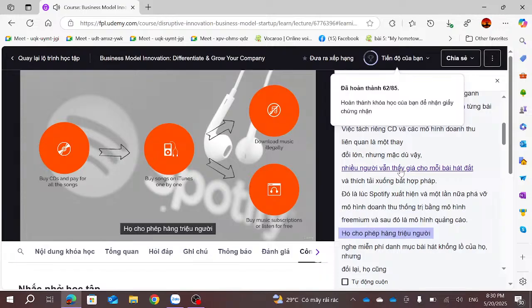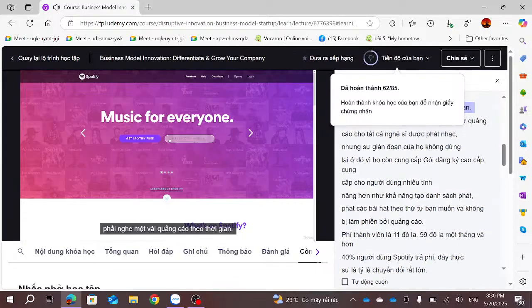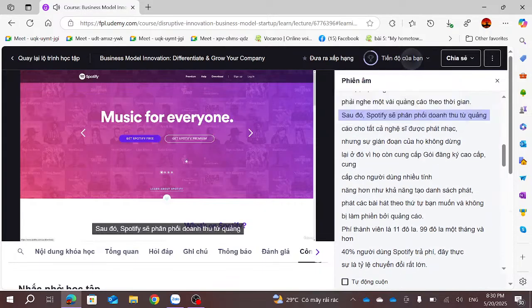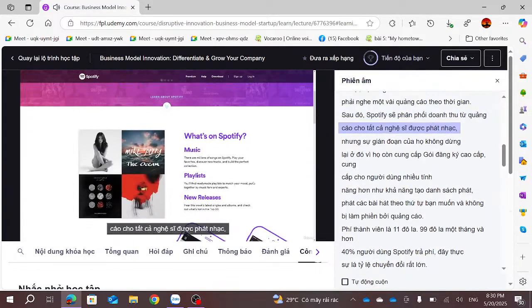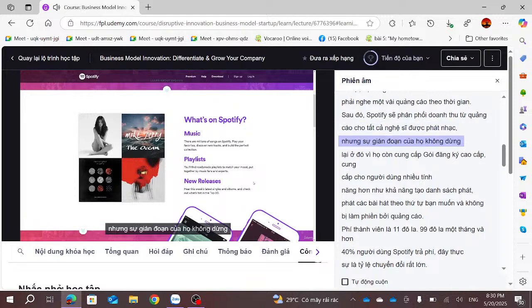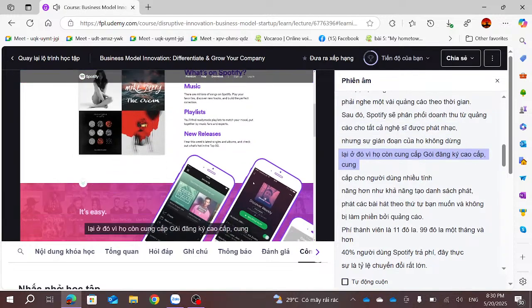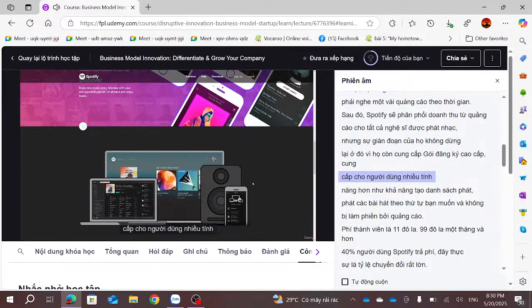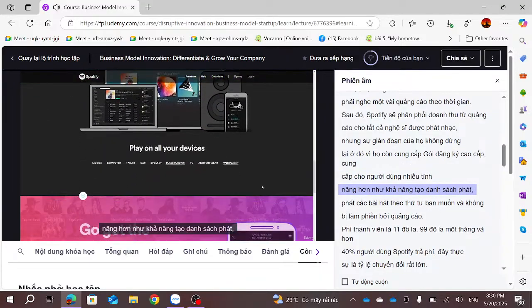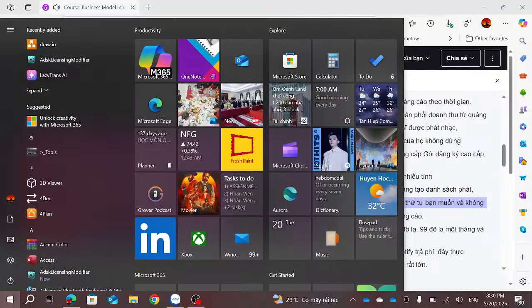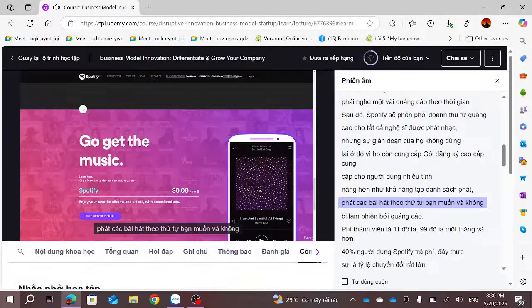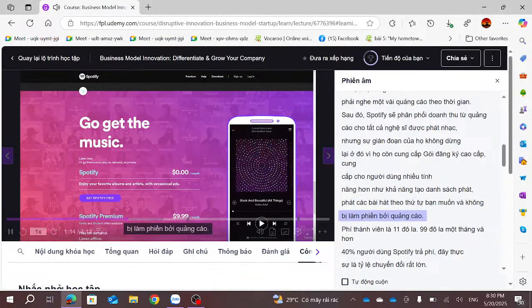They allow millions of people to listen to their huge catalog of songs for free, but in return they also have to listen to a few ads from time to time. Spotify then distributes revenues from ads to all the artists who are played, but their disruptions don't stop here because they also offer a premium subscription, which gives users more features like the ability to create playlists, play songs in the order you want, and not be interrupted by ads.